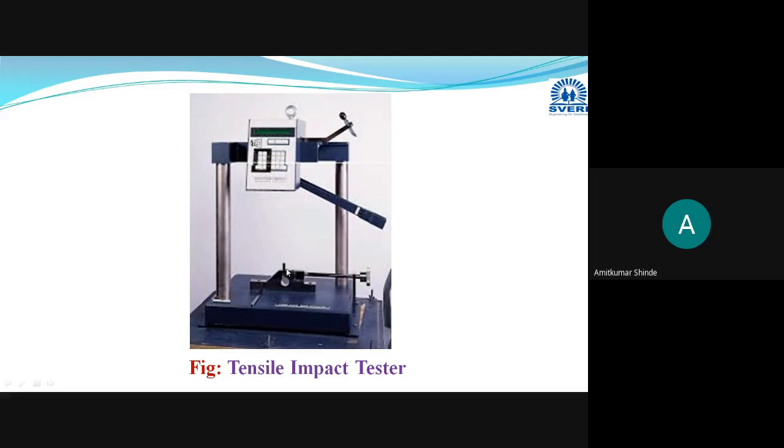In the case of impact testing, the specimen is placed vertically, like this. But in the case of tensile impact energy testing, it will be placed horizontally like this. One end will be fixed and the other end will be free. And on that free end only, the pendulum will strike and create its impact.